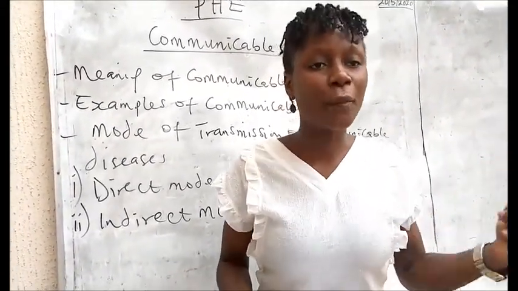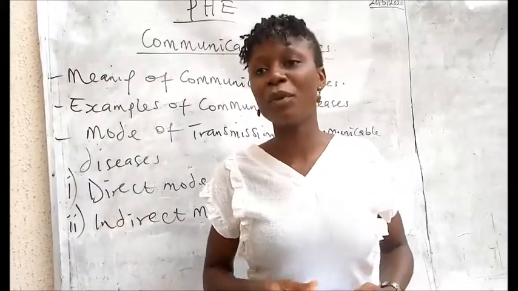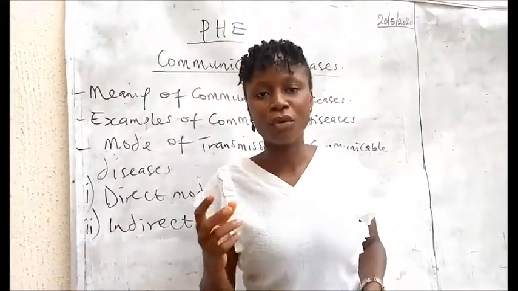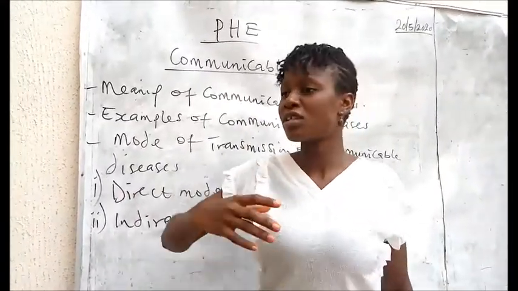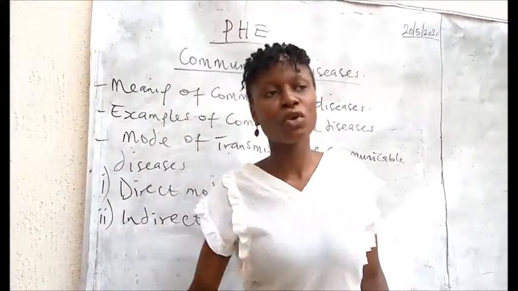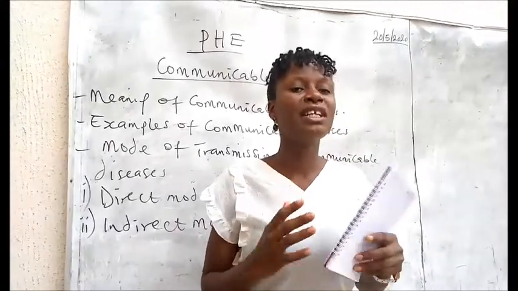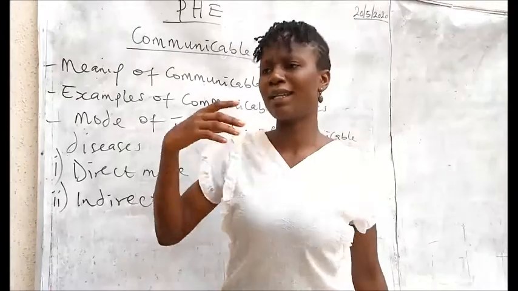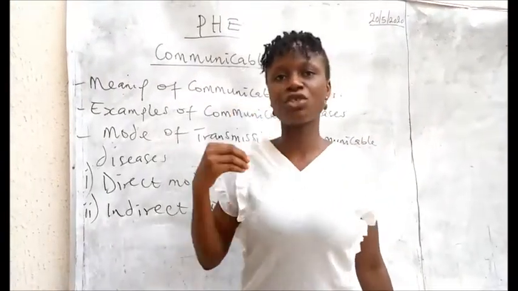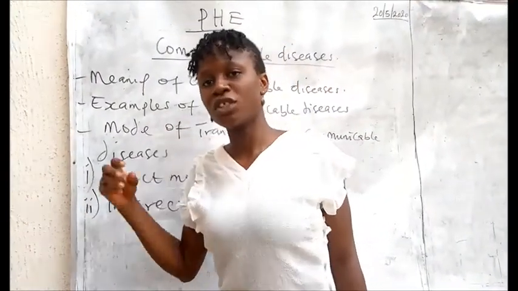The same thing with Apollo. There is a season in the year where people begin to suffer Apollo. Then if I get it, you may get it from me, but the first person that gets it may not get it from another person. So when somebody gets a communicable disease, but the person did not get it from a human being or an animal, we say that the mode of transmission is indirect mode of transmission.